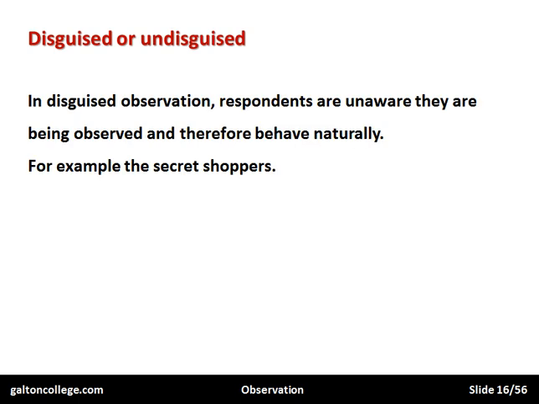Now, the disguised or undisguised, as I mentioned earlier. Well, the respondents for a disguised one are unaware that they are being observed, and therefore behave naturally. For example, the secret shopper who goes into the shop and observes what's going on in the shop and observes the process of the shop and the service of the shop. But no one knows who the secret shopper is. The idea here is to get a true picture of the outcome.